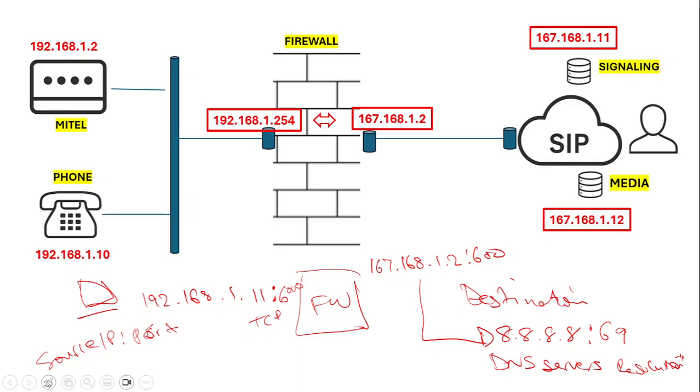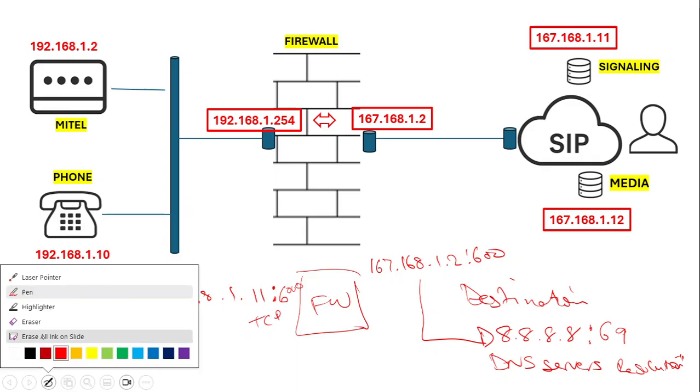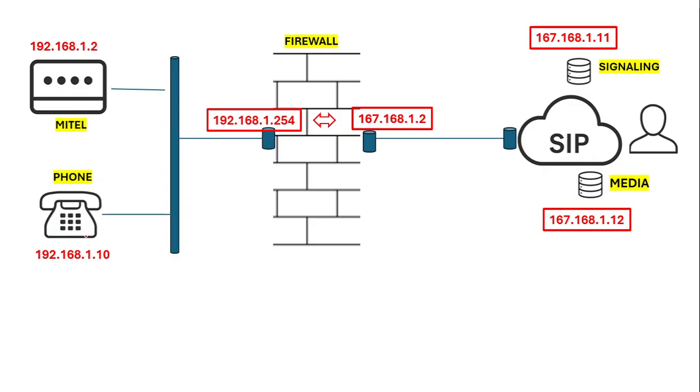Then it's going to check with the policies. We've got 192.168.1.11 who is using port 6000, who wants to communicate with 8.8.8.8 on port 69, and we can say this is TCP.